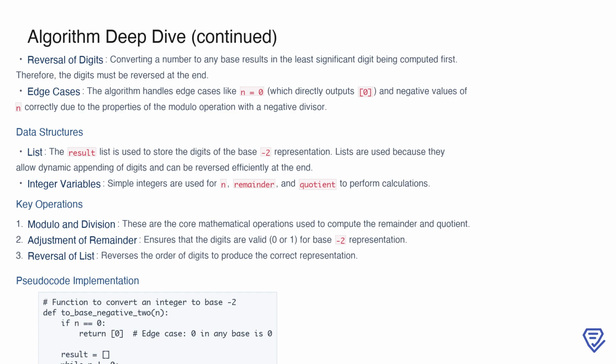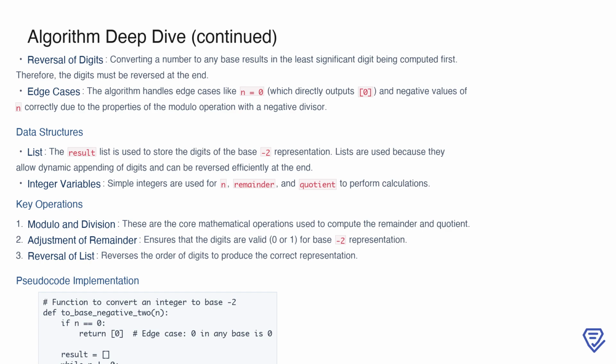The reversal step is a fundamental aspect of converting any number into a different base. Since the calculation proceeds from the least significant to the most significant digit, reversing the order at the end ensures the representation is correct. Additionally, the algorithm is designed to handle edge cases gracefully. For instance, when n is 0, the algorithm directly outputs 0, since 0 in any base is still 0. For negative values of n, the properties of the modulo operation with a negative divisor ensure accurate calculations, as long as the remainder is adjusted appropriately.